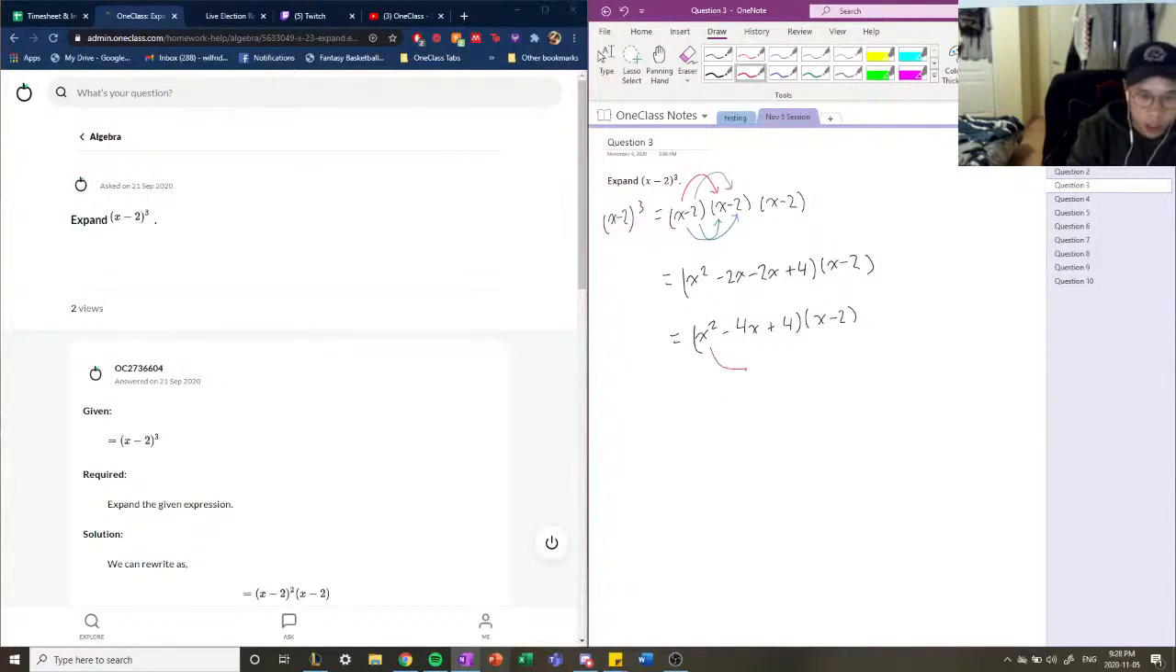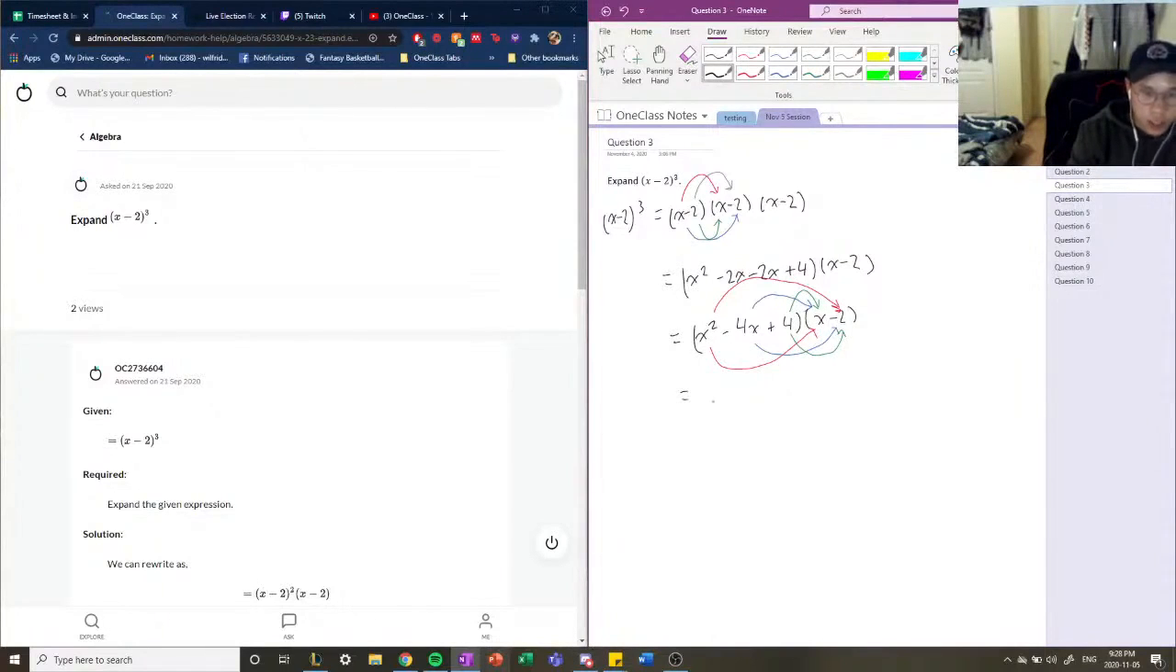So you want to multiply this and this, and this. You also want to multiply this and this, and this and this. Finally, you want to multiply this last term and this term together. Okay, so we multiply all these terms together, right? So let's do that now.